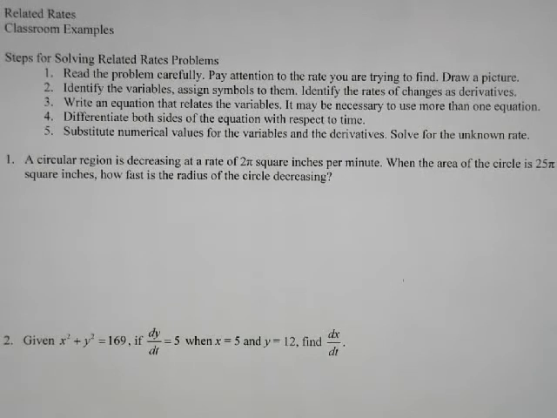So first problem: a circular region is decreasing at a rate of 2 pi square inches per minute. When the area of the circle is 25 pi square inches, how fast is the radius of the circle decreasing? So this example is a good illustration of as the area changes, that means the radius is changing, and that's what we're going to investigate.